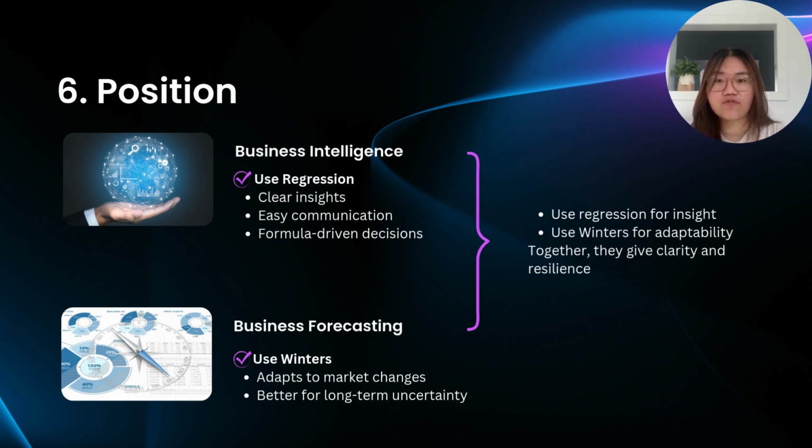On the other hand, from a business forecasting perspective, especially when market behavior is changing or uncertain, the Winters model is more reliable. It adjusts dynamically to the latest data, which makes it better at adapting to unexpected shifts in sales patterns. So my position is this: for short-term forecasting and communication, the regression model is the better choice, but for long-term forecasting and unexpected market conditions, the Winters model offers better adaptability.